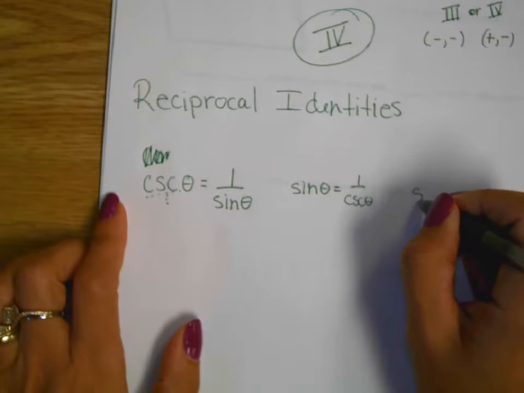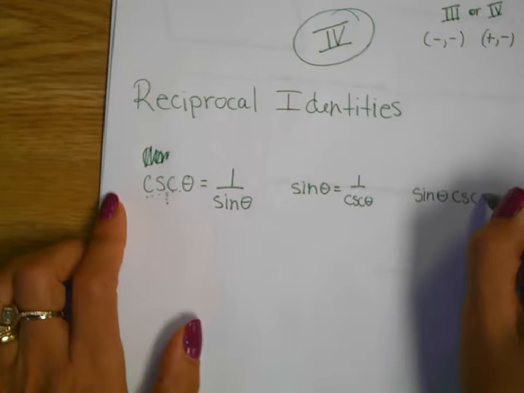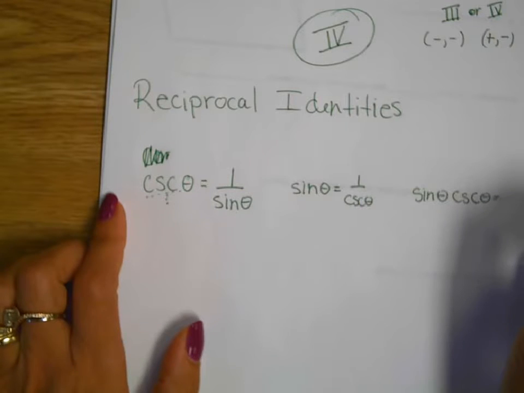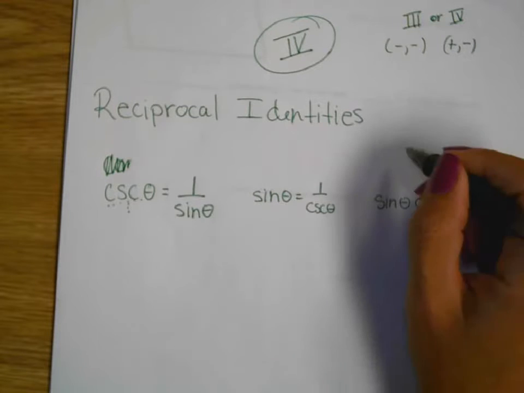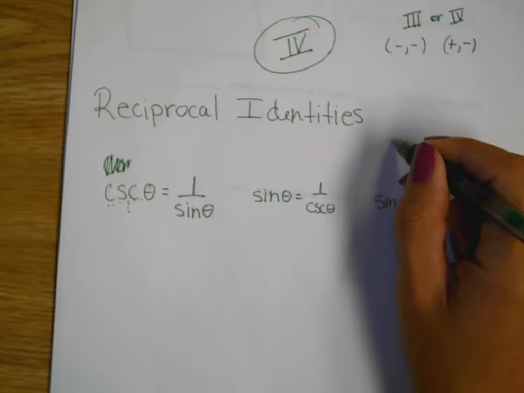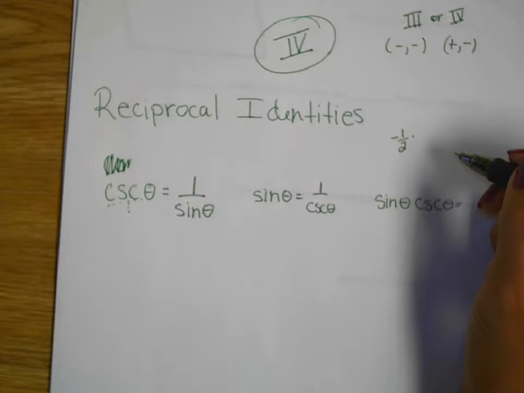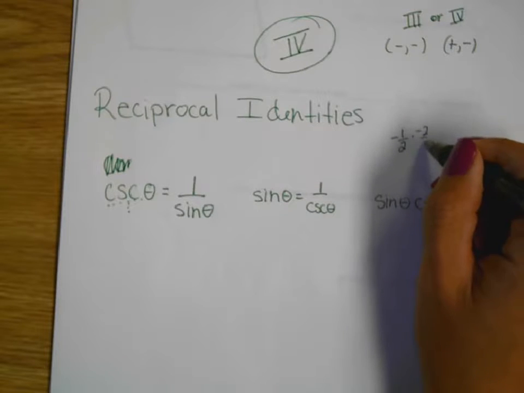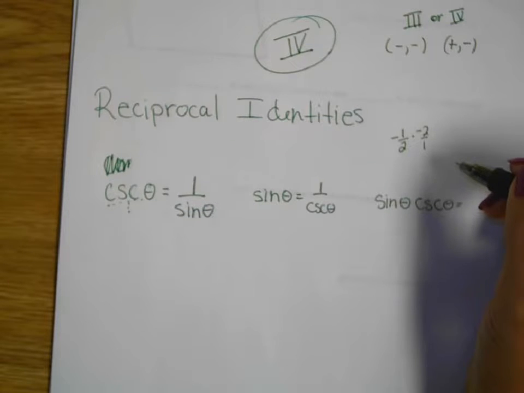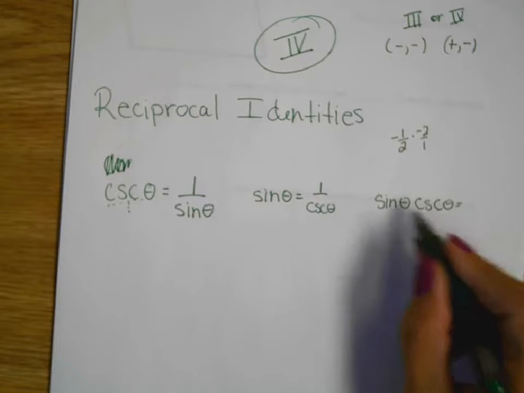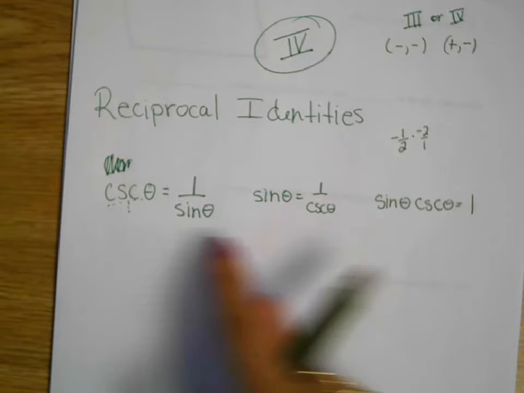What happens if I take the sine ratio and multiply it by the cosecant ratio? Let me do a little example. If the sine ratio was, say, -1/2, what's the reciprocal of -1/2? -2. What's going to happen every time you multiply a number by its reciprocal? You're going to get 1. So the sine ratio multiplied by the cosecant ratio is always going to be 1. There's our first fact family.